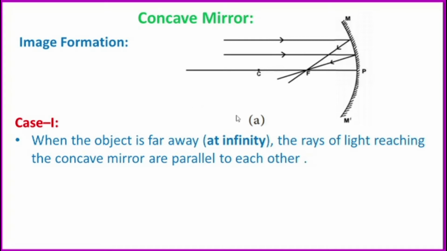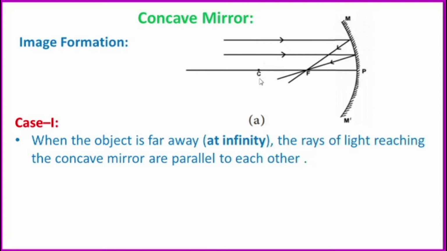Then we move to case 1. See the diagram. When the object is far away at infinity, we always place the object on the left side of the mirror, the reflecting surface. For example, the sun is at infinite distance. So from infinity, the rays are parallel to each other. Infinity means here an uncountable number or place.